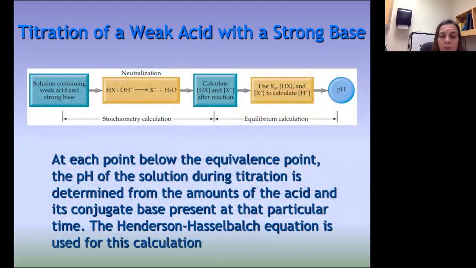So at every point below the equivalence point, the pH is determined by the amounts of the acid and the conjugate base present at that particular time. And so we can use an equation called the Henderson-Hasselbalch equation, and we'll talk about that equation more when we talk about buffers. Once we reach the equivalence point, we're going to use the equilibrium calculation to determine pH. And when we add excess base, then we would use the concentration of the excess base to determine pH. So we have lots of different ways to calculate pH depending on where we are in the titration.